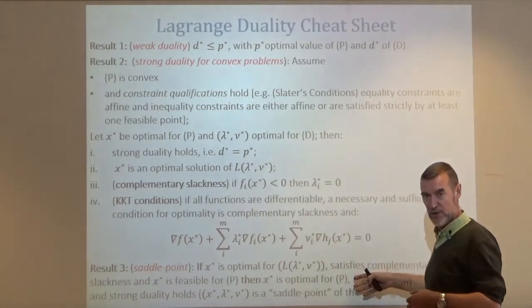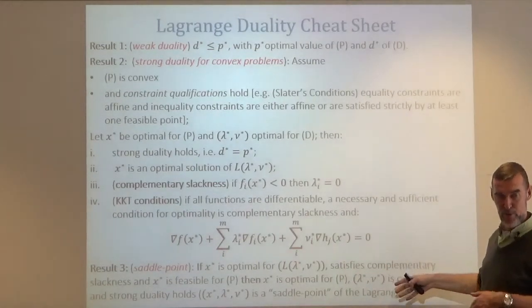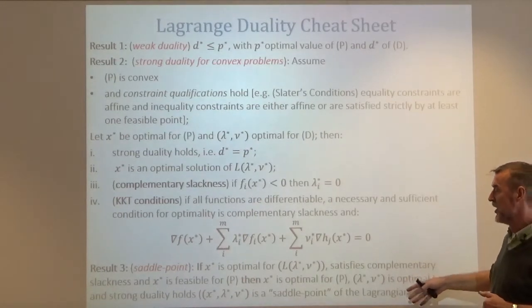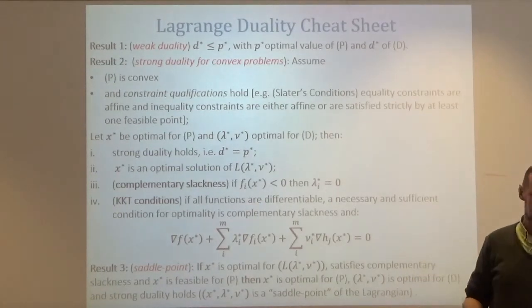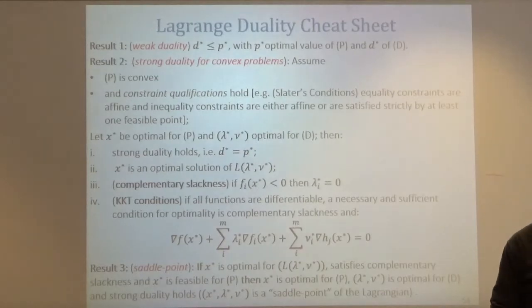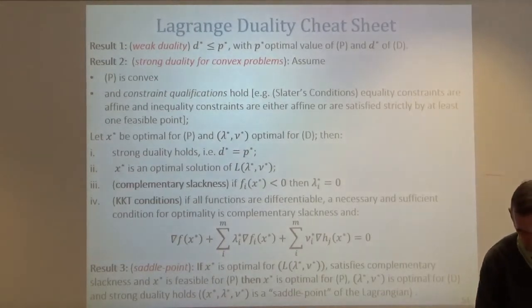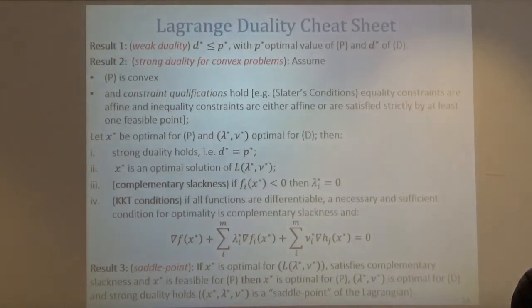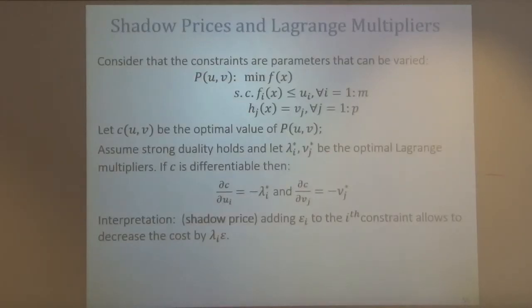But the other way around is true also. If you have a problem for which you happen to find a saddle point, then strong duality must hold, even if the problem is not convex. Though in practice, finding such problems which are not convex might be an issue.